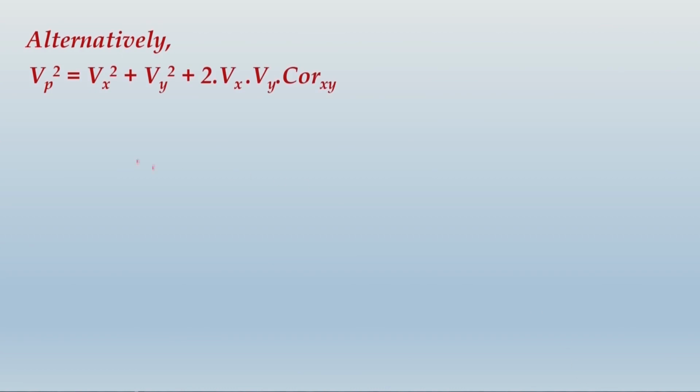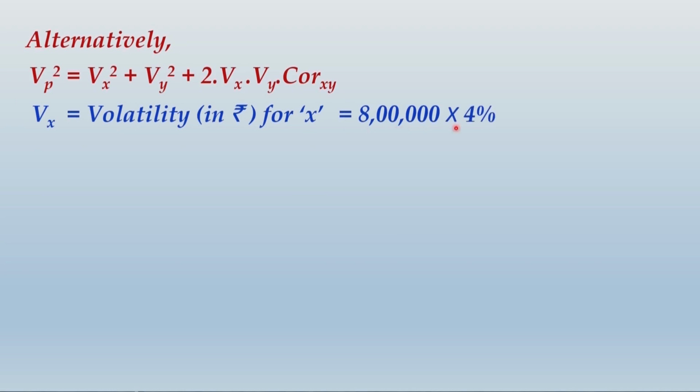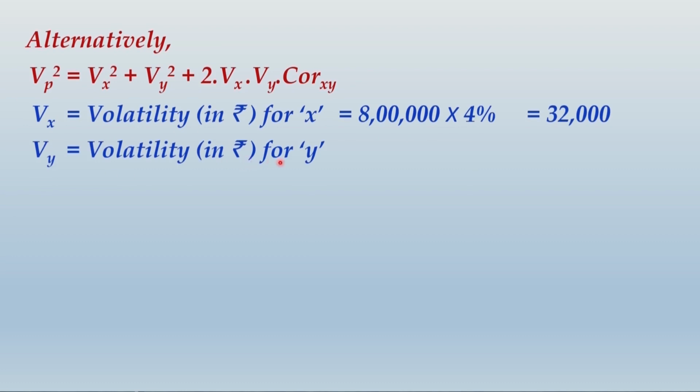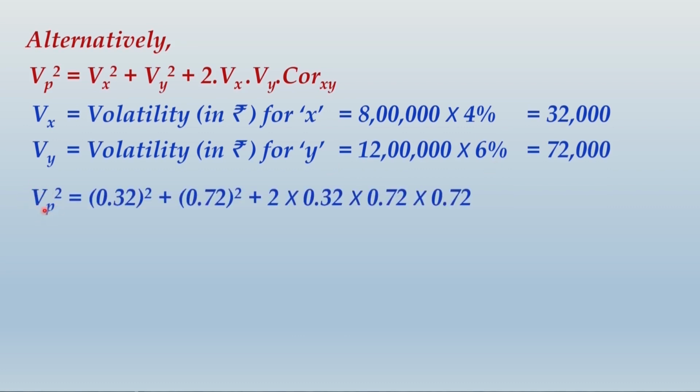So here we would take Vp square equals Vx square plus Vy square plus 2 times Vx into Vy into correlation between X and Y. Now what are these Vx, Vy and Vp? Let us define. Vx is volatility in rupee for stock X, which is 8 lakh into 4%, 32,000. Vy is volatility in rupee for stock Y, which will be 12 lakhs into 6%, that is 72,000. And Vp will be the volatility in value for the entire portfolio.